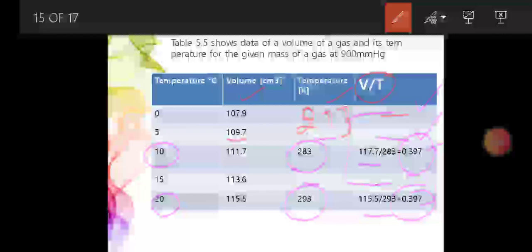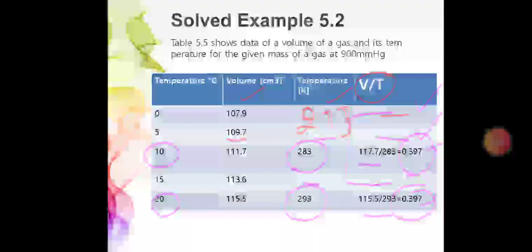This is how you are going to deal with the numericals of Charles' law. You are going to make sure you have converted temperature to Kelvin, and then you have calculated the readings. If the readings are constant, and the answers V over T are constant, it means the whole set is obeying Charles' law. With this, our laws are ended.